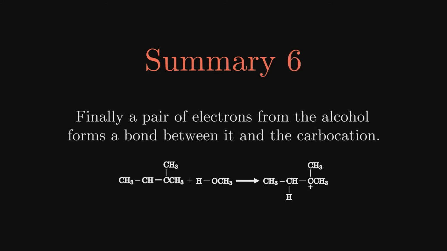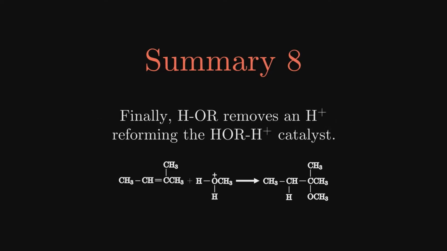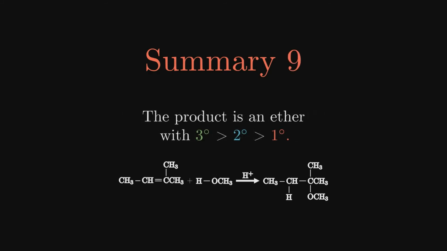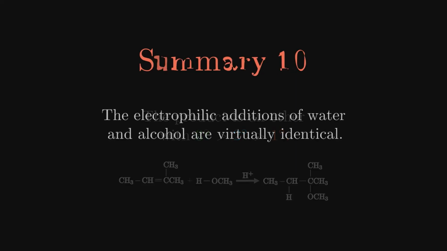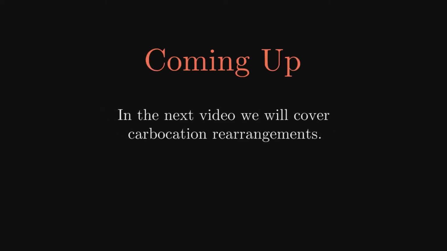An electron pair from the oxygen will form a bond with the carbocation, and the product that is produced then is a protonated ether. An alcohol molecule will remove the additional proton, which reforms the catalyst. The product is an ether, and we would expect a distribution favoring tertiary if possible, or secondary. The mechanisms for hydration and addition of alcohols are virtually identical. In the next video, we will discuss carbocation rearrangements.